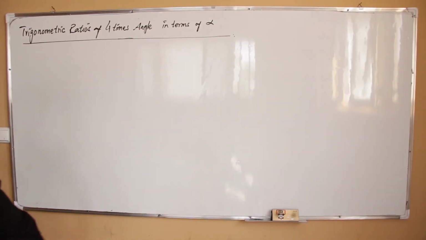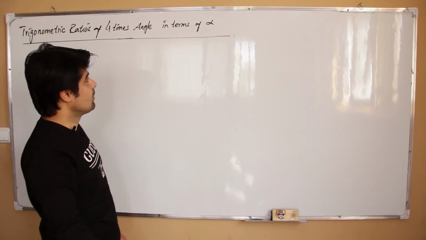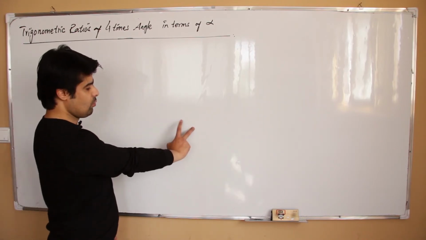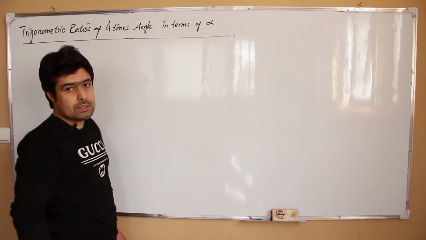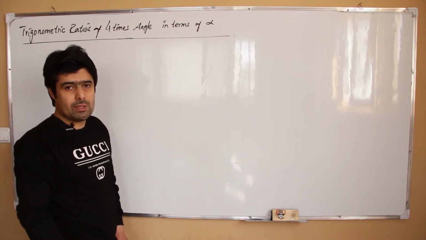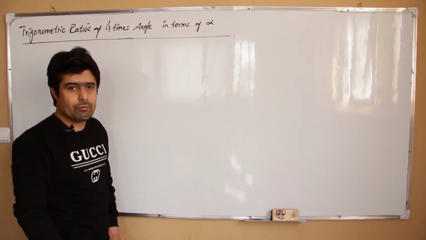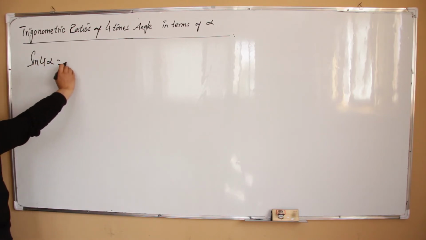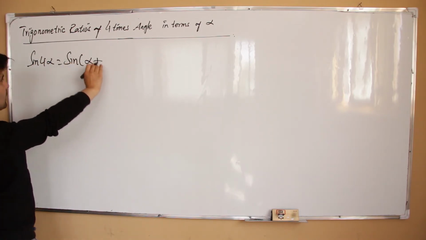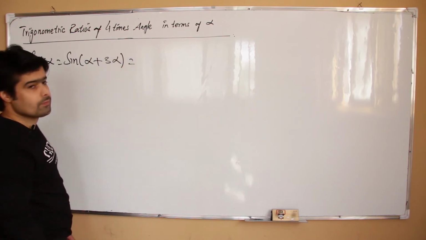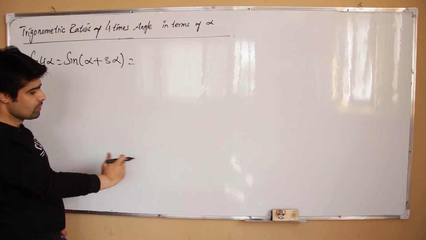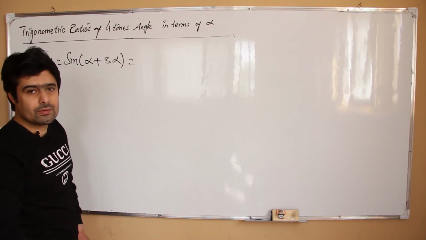Our next topic: trigonometric ratios of 4 times of angle in terms of alpha. It means alpha with 4 alpha, 2 alpha with 8 alpha. We have defined double, triple, now we will define 4 times. Very easy. Sine for 4 alpha. Can we write this one as sine of alpha plus 3 alpha? Yes. When I defined and proved this formula, you can define 5 alpha, 6 alpha, 7 alpha.